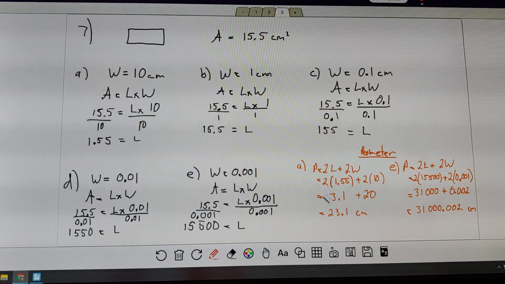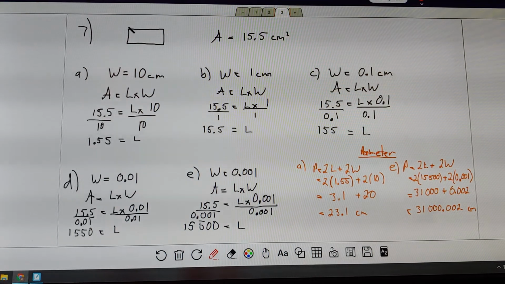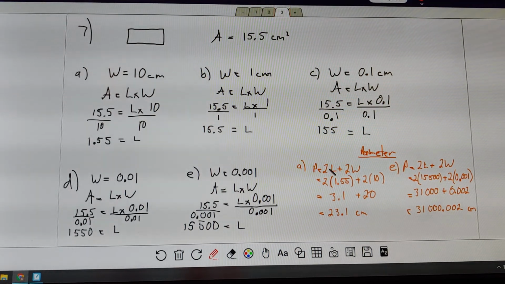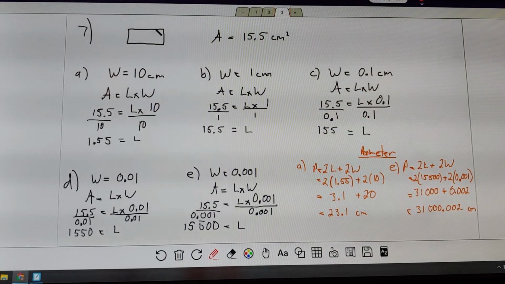Okay, and then it asked for perimeter. So perimeter formula. For a rectangle, you have 2 lengths and 2 widths. And remember, for perimeter, we're just doing length plus width plus length plus width. So short form, it's 2 lengths plus 2 widths, okay? Or length times 2 and width times 2 and add them together.